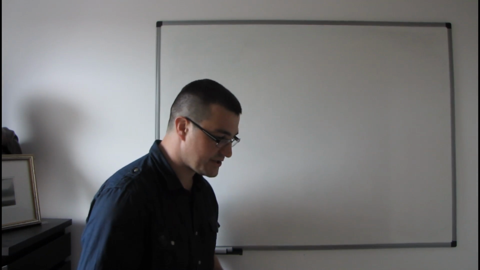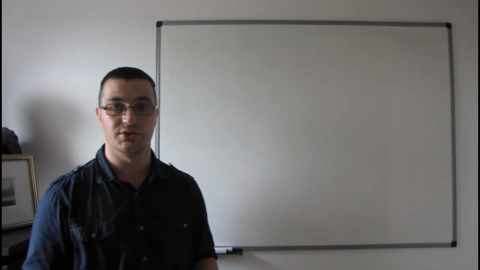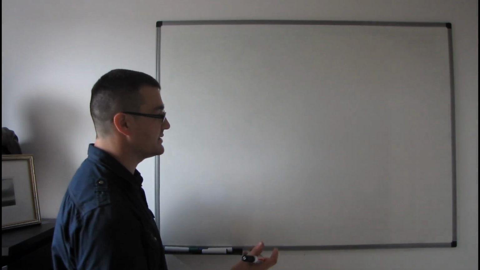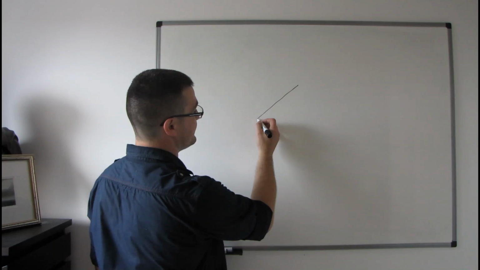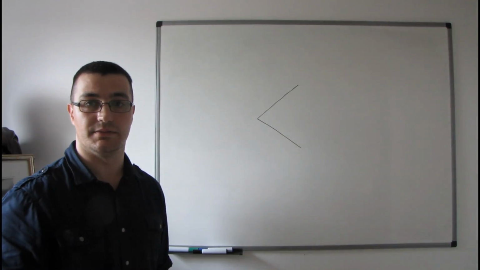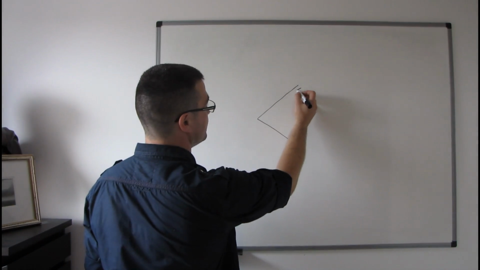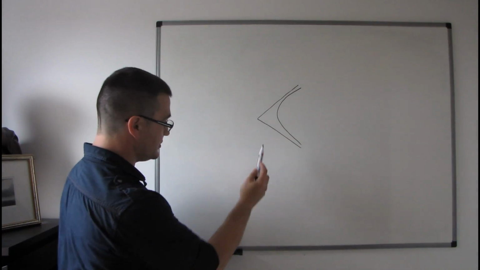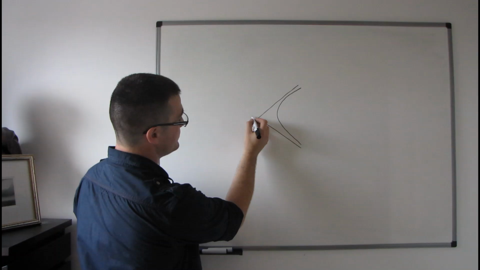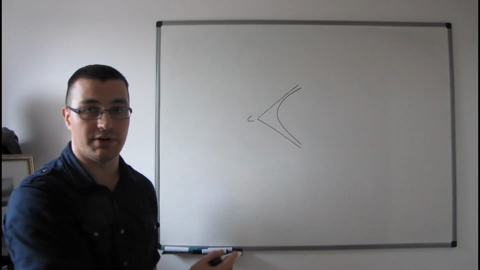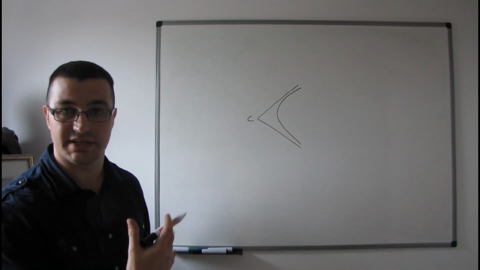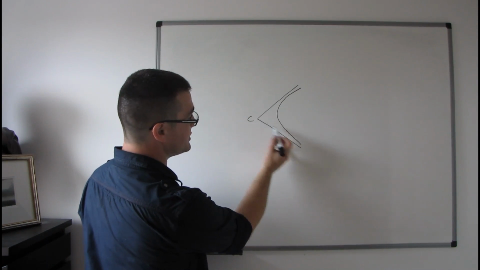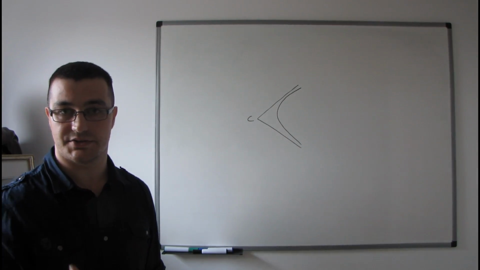So proposition 35 is quite similar to proposition 29 in many respects. If these are the asymptotes of a hyperbola, and we've got our hyperbola in here somewhere, then proposition 29 said that if I chose another line through the intersection point of these two asymptotes, namely at the centre of the hyperbola, then it would intersect the hyperbola at some point.